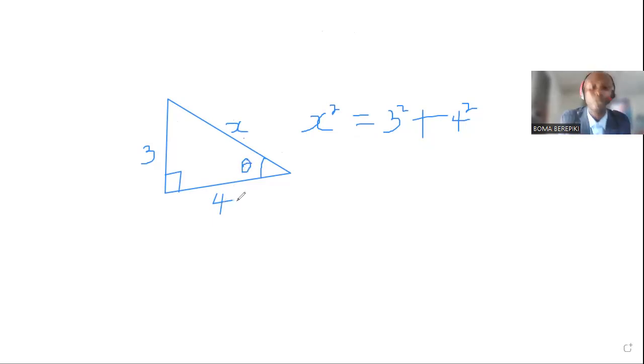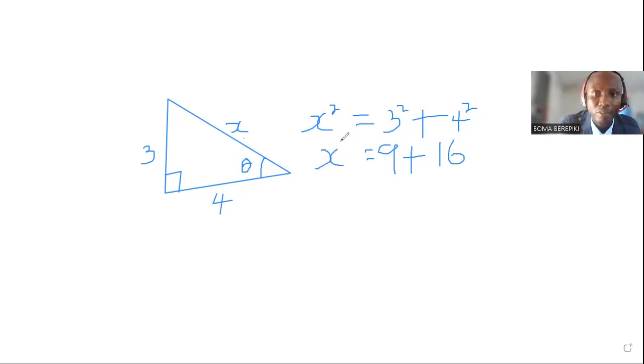So what the law is saying is that the square of the hypotenuse side, which is the longest side, is equal to the sum of the squares of the opposite side and the square of the adjacent side. So that's what the law is saying, and that's what I'm just doing right now. So the square of 3 is 9. The square of 4 is 16. Okay. And finally, I'm going to find x.